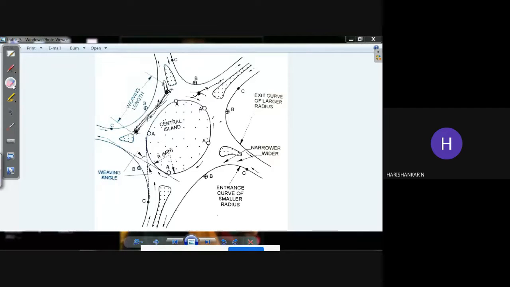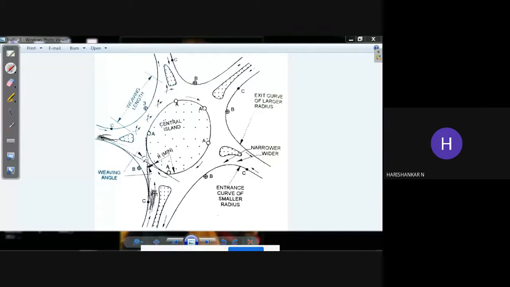And what is the weaving angle? Weaving angle means, you can see, it is the direction by which the vehicles are coming, and it is the direction by which the vehicles are leaving. So the weaving angle is the angle between the direction of entry of the vehicle and the direction of exit of the vehicle between the consecutive lanes. Here it is a lane and it is a consecutive lane. So it's an entry lane and an exit lane. The angle between this entry lane and exit lane is marked here.